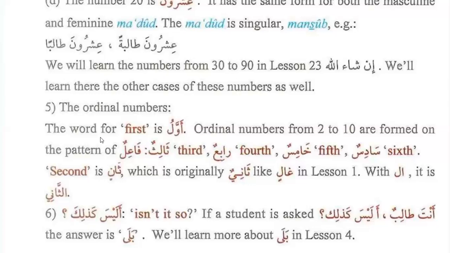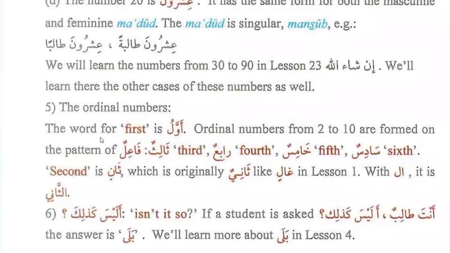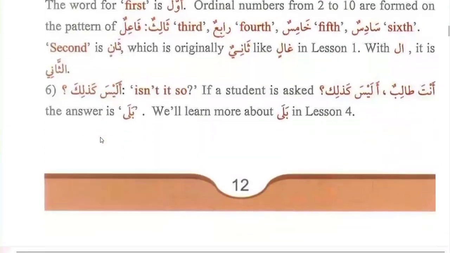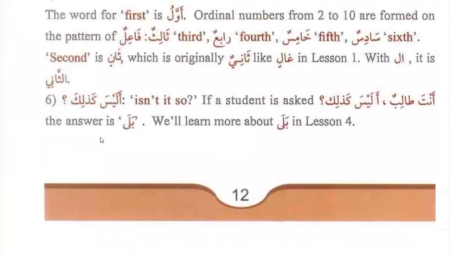Sanin. Second is Sanin, which is originally Saniyun, like Qadin in lesson one. Is that Saniyun like Qadin? With Alif Lam, it is Asani. So we have deleted ya here. You will learn later why we delete ya with these nouns.